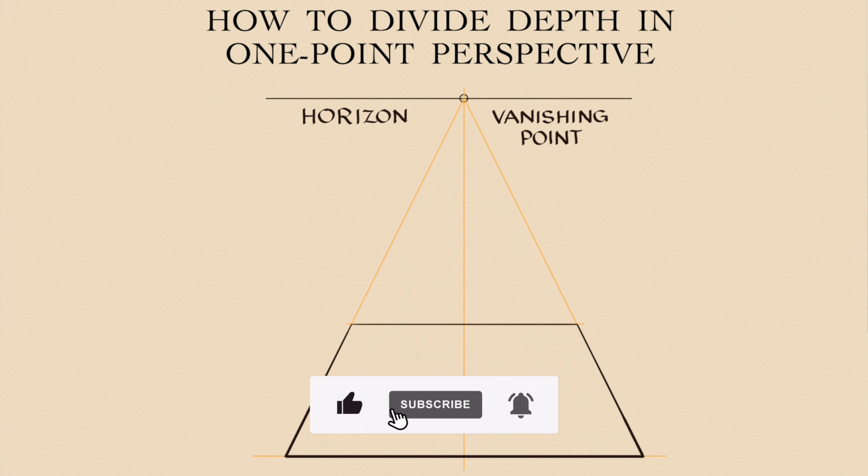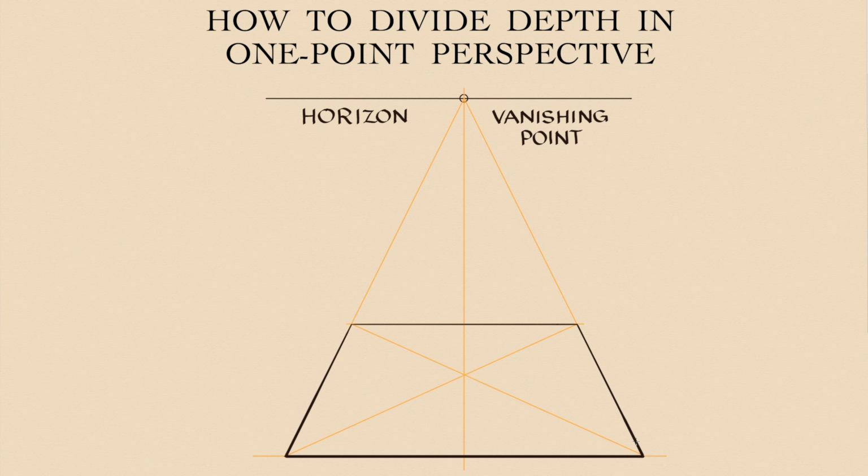I will now show you another way of dividing a rectangle in depth in a one-point perspective. 2 diagonals give the center of this rectangle. Through this center it is divided in half. You can notice that the frontal half is bigger than the other one. This follows the rule of perspective that further away objects appear smaller in size.